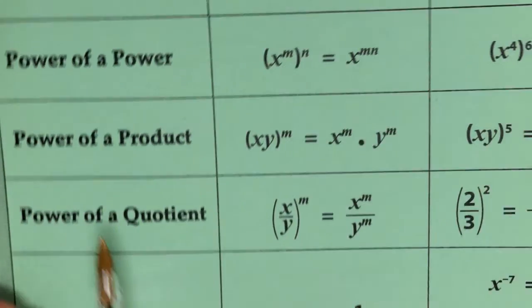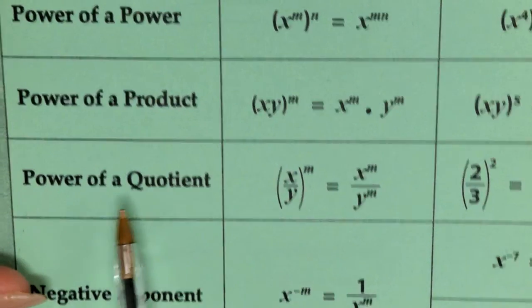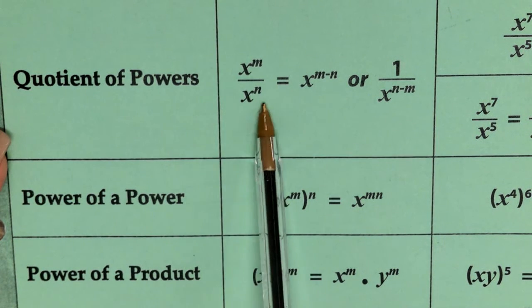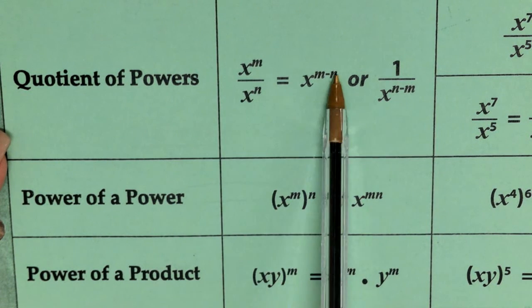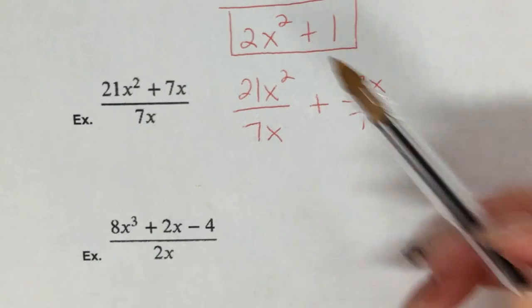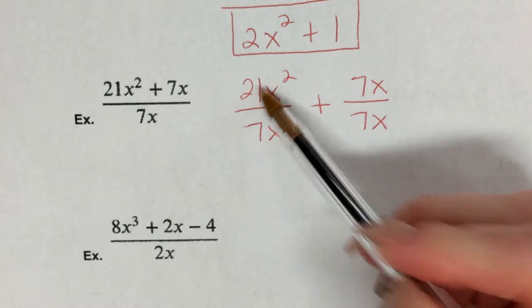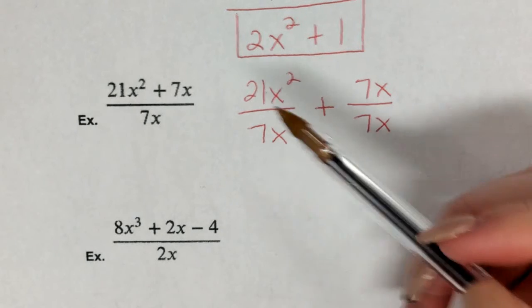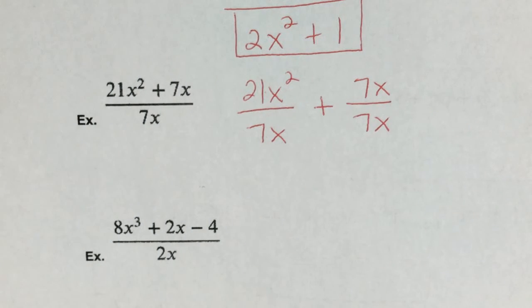And it is a power of a, no, it's not a power of a quotient. It's a quotient of powers. What does it say to do with the exponents? Subtract them. So here's the question. What's 21 divided by 7? 3. So is 3 a whole number? Yes. So would 3 go on the top or the bottom? The top.